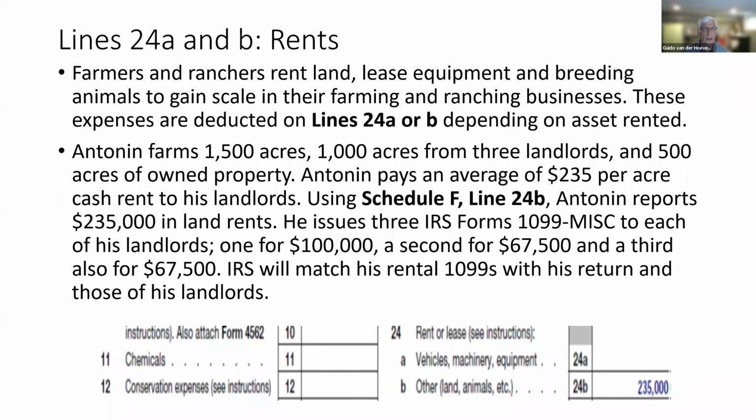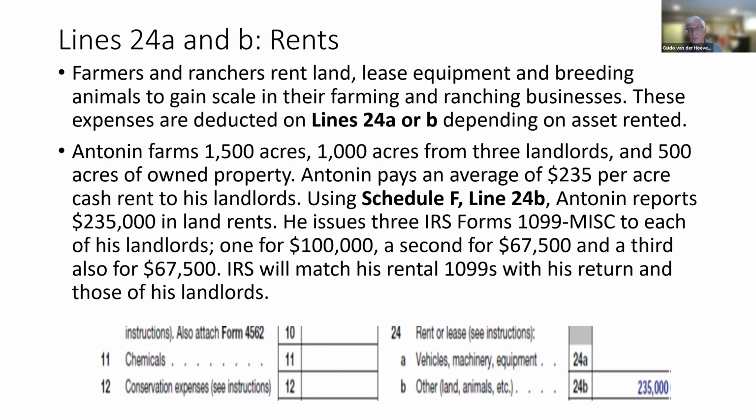Rents, lines 24A and 24B, another split line where we've got a couple more things to think about. Farmers and ranchers are going to rent land. Typically, in my experience, they're renting 2 to 3 acres for every 1 acre that they own. They use that rented land to help pay for the land that they've purchased. But they may lease equipment. They may also lease breeding animals. It just depends on how they're going to grow their business. And those rental payments are deducted on lines 24A or 24B, depending on what the asset is. In this example here, we've got Antonin. He farms 1,500 acres, 1,000 acres from 3 different landlords, and he has 500 acres of owned property.